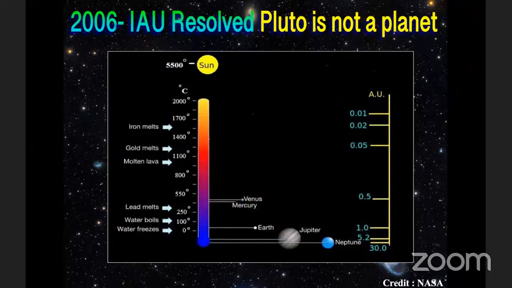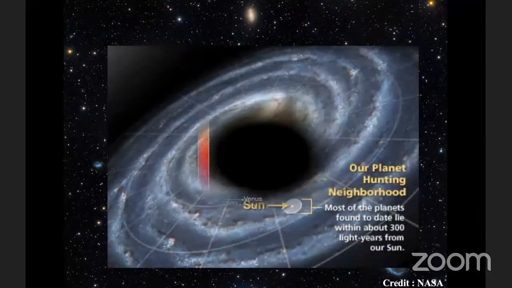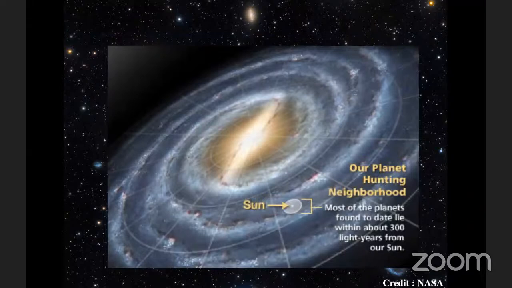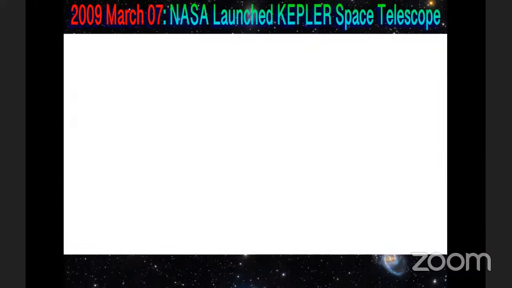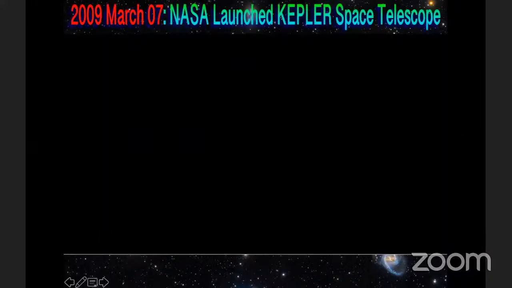And between 1995 and 2006, the search for exoplanets was confined to ground-based telescopes. So the search distance was confined within a radius of 300 light years. But after the discovery of a large number of planets outside the solar system, it prompted NASA to launch a space telescope.